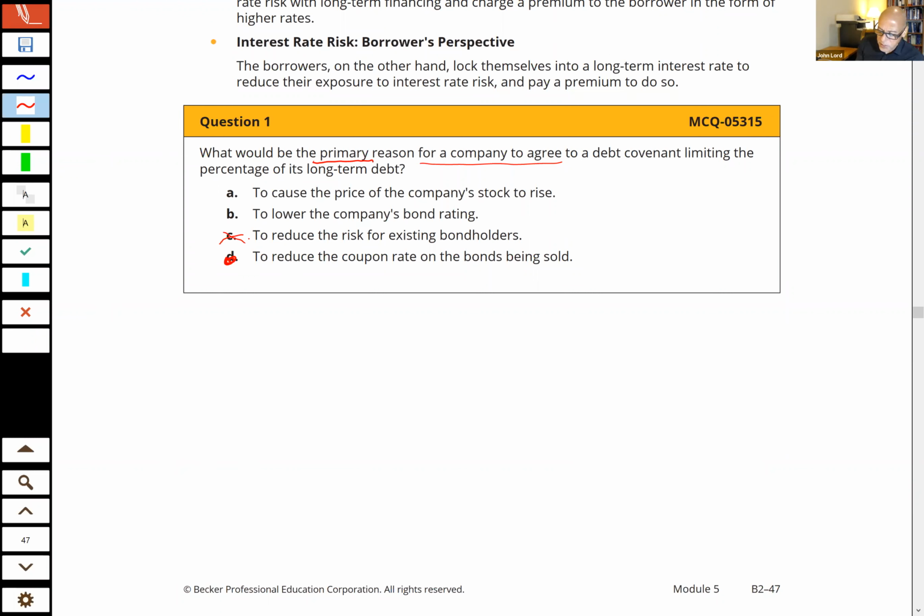To cause the price of the company's stock to rise: maybe if there's a sense that they're not going to be issuing a lot more debt because of these covenants, it might cause the stock value to rise, but the word primary blows that out of the water. Nobody chose that. To lower the company's bond rating: why would they agree to anything that would do that? I mean, that's obvious nonsense.